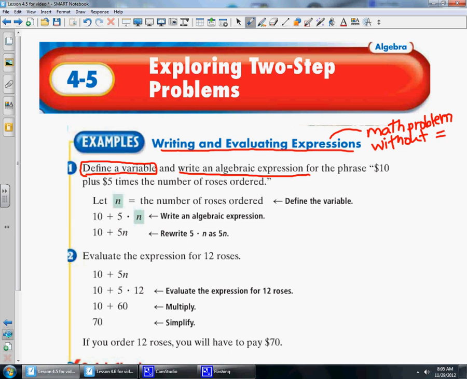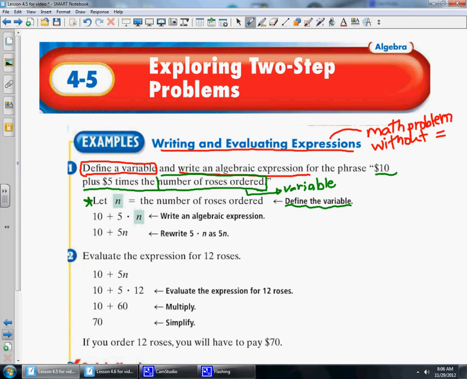So let's look at the phrase that they give us here. The phrase is $10 plus 5 times the number of roses ordered. So this part right here, the number of roses ordered, is going to be our variable, because they're asking us how many there are. So we define the variable: n equals the number of roses ordered. That's defining the variable. So the first thing you want to do is tell what the variable represents. Then you're going to write your algebraic expression.